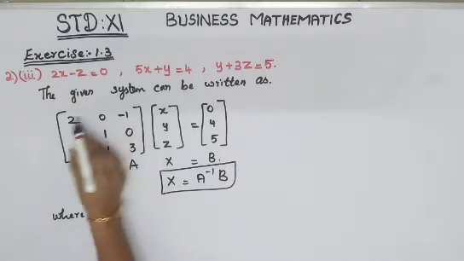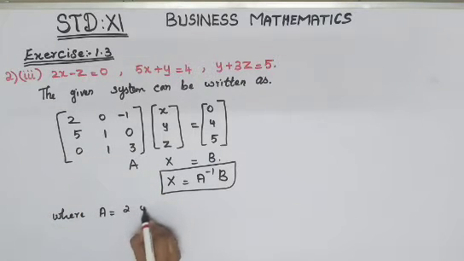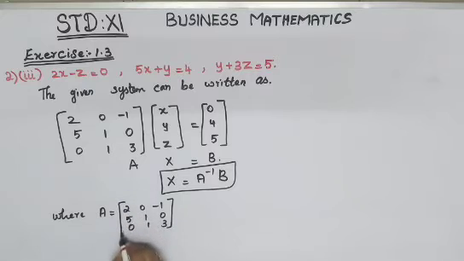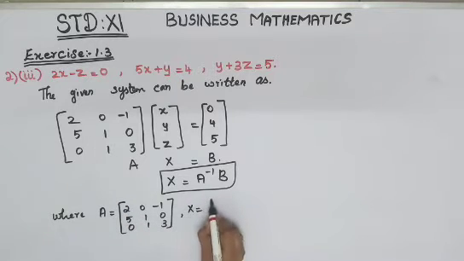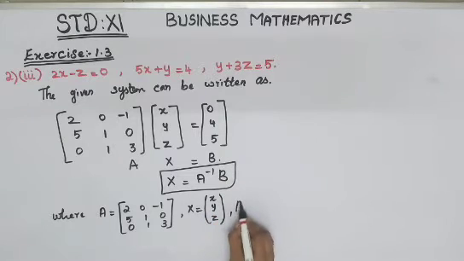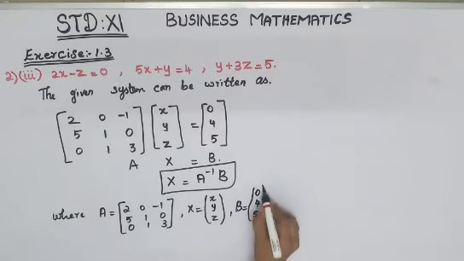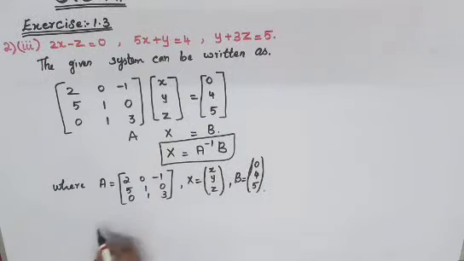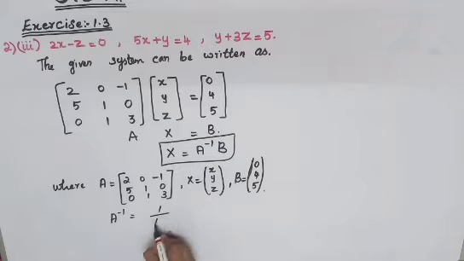Where we will declare what A is first. A is equal to the 3 by 3 matrix: 2, 0, minus 1; 5, 1, 0; 0, 1, 3. Then X is equal to x, y, z, and B is equal to 0, 4, 5. A inverse we will have to find. So A inverse is equal to 1 by determinant of A into adjoint of A.